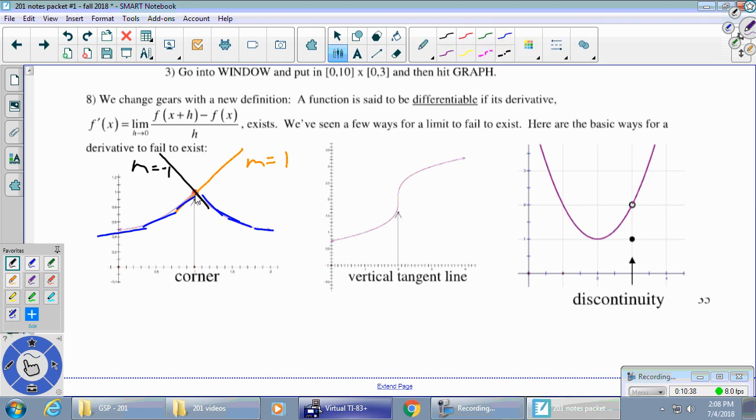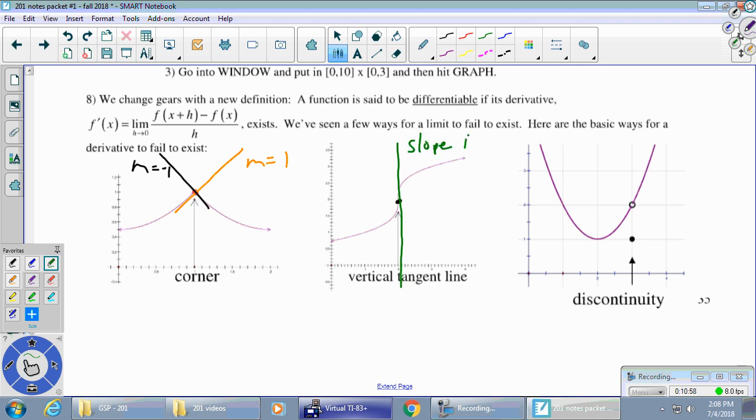Okay, in the middle picture, it says there's a vertical tangent line. So if I look right there and I draw the tangent line, it's saying that the tangent line is vertical, which is okay. Vertical lines are fine. But remember, the derivative is the slope of the tangent line. And what can we say about the slope of a vertical line?